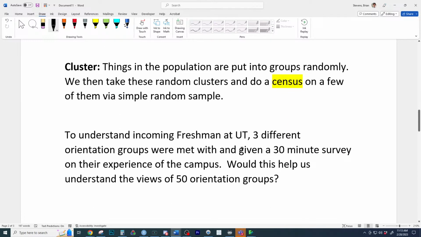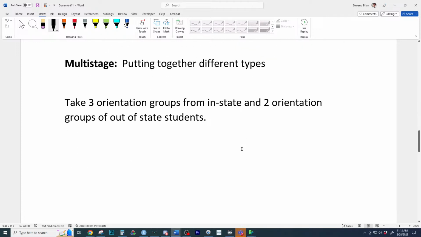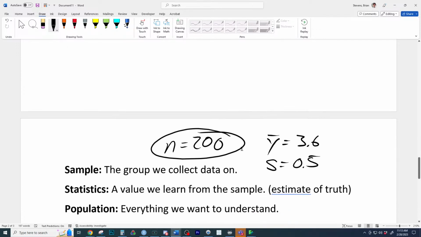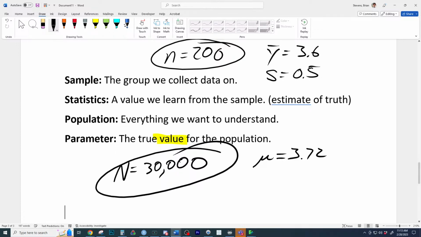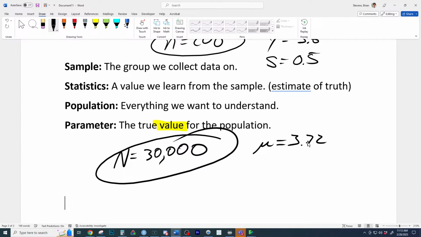So take screenshots of these right here. I've got the definitions and different things here. We did some examples yesterday. One thing I didn't put here yesterday was the sample frame. I totally forgot that one. So the sample frame is everything we have access to sample.